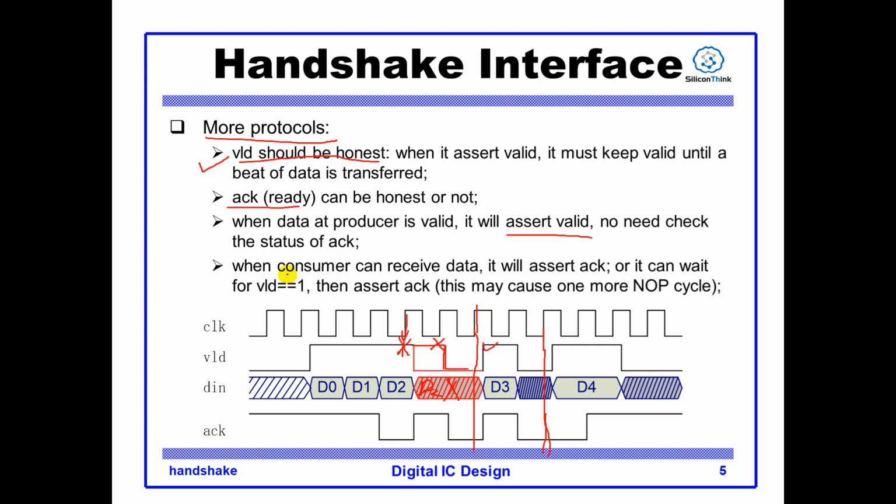And for the consumer, that is block B. When block B can receive data, it will assert ACK. No need to check the status of valid. For example, in these cycles, block B can receive data in this cycle, so it just asserts ACK high, no need to check the status of valid.